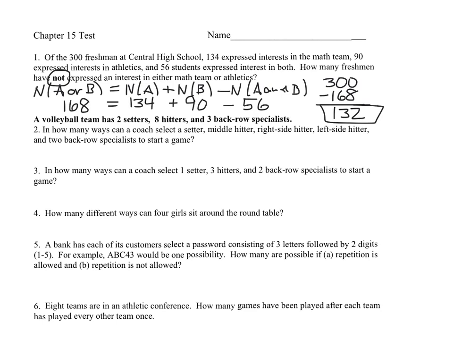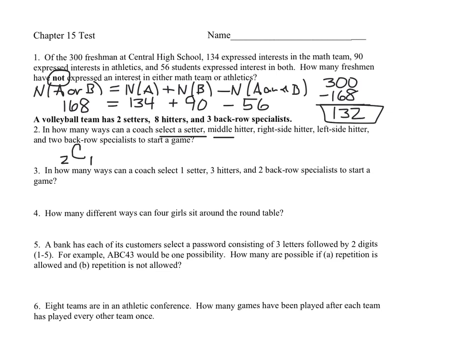Okay, number 2, in how many ways can a coach select a setter, a middle hitter, right side hitter, left side hitter, and 2 back row specialists? So he has to select a setter. There are 2 of them, and he's selecting 1. And I'm going to use combination here. It could be either combination or permutation, because if we're selecting just 1, order either matters or doesn't matter. It really doesn't matter in that case.